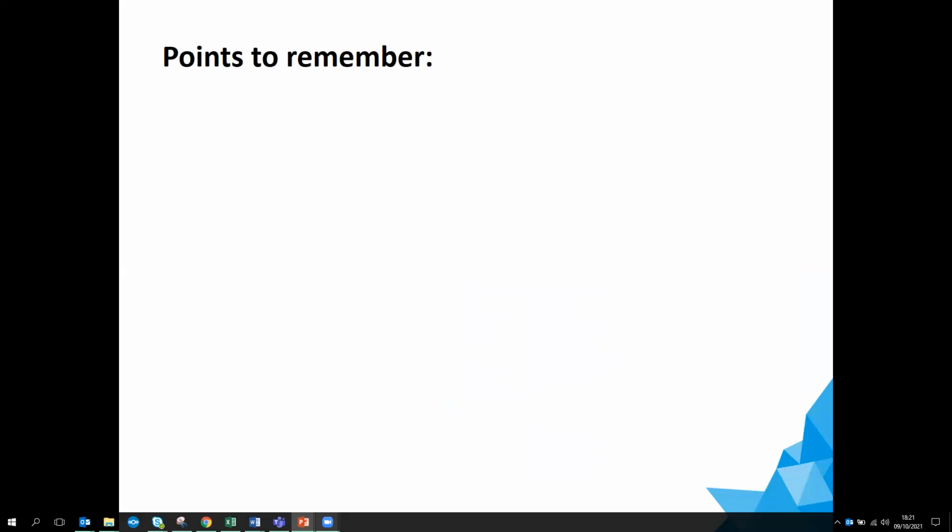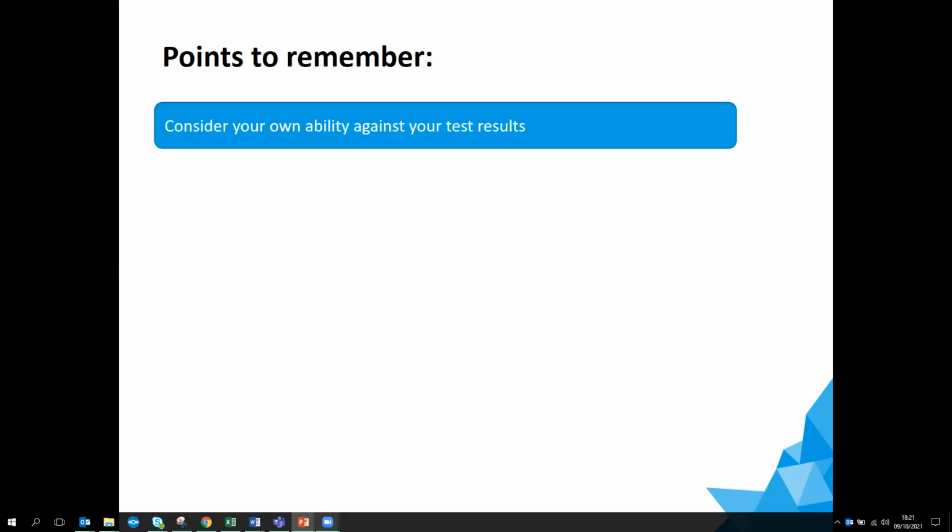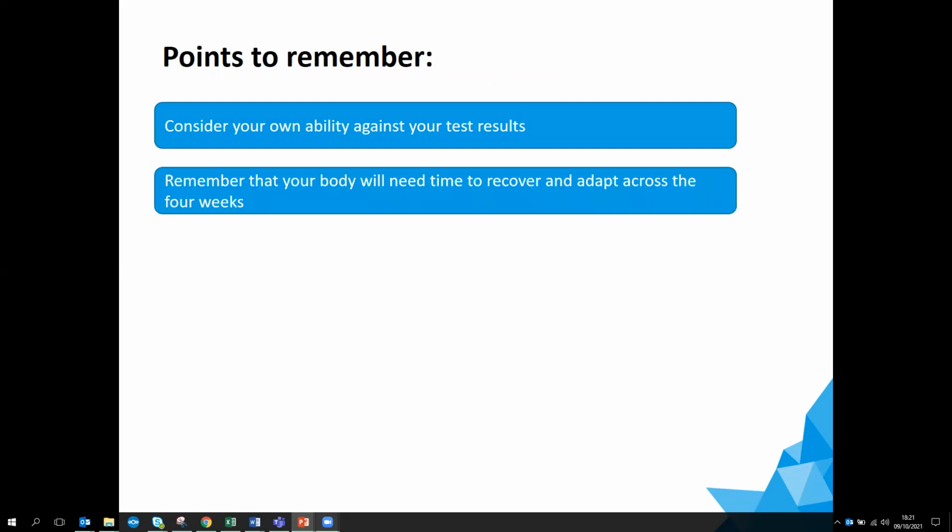Before you do start, there are a final few points for you to remember. Consider your own ability against your test results. How many rest days do you think you will require? Don't go in too hard on week 1, as your body will need to recover and adapt across the 4-week period.